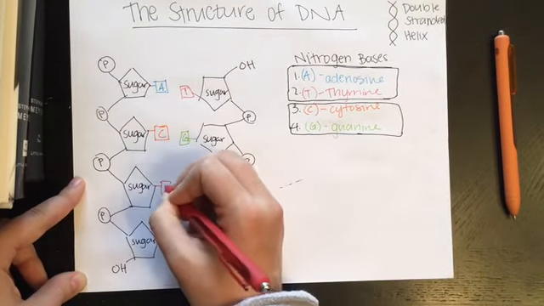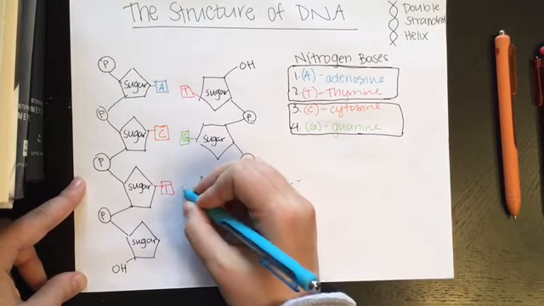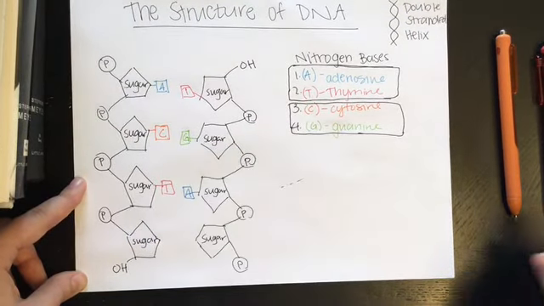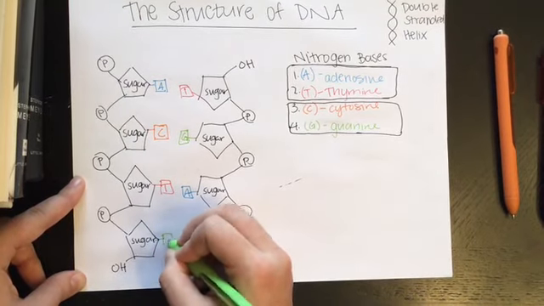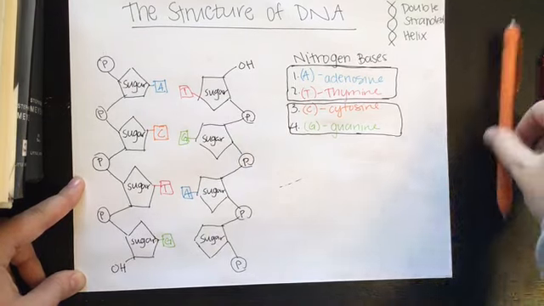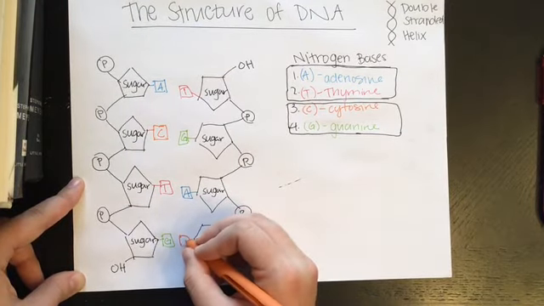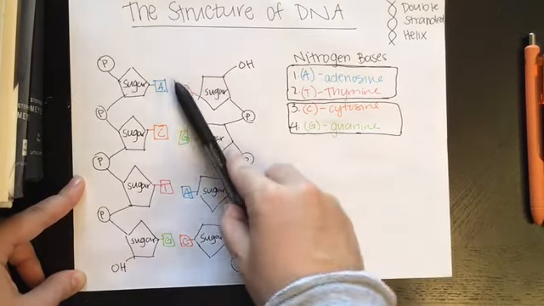So let's do another example of A and T. So we're gonna put T here and A here. And then we'll do another one. We'll do guanine and cytosine again.